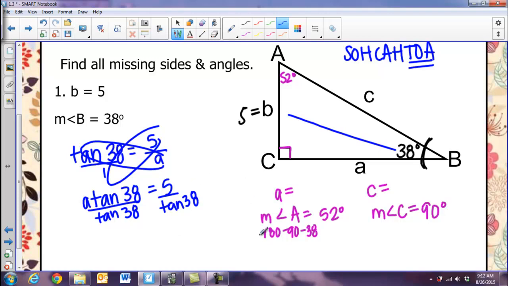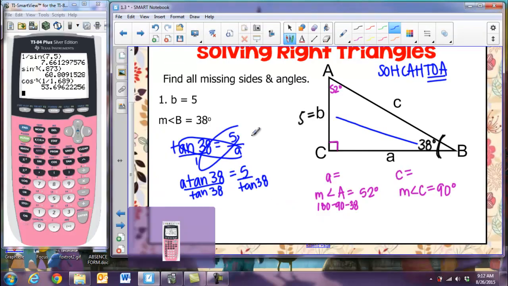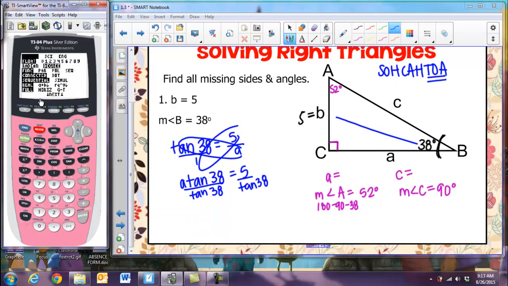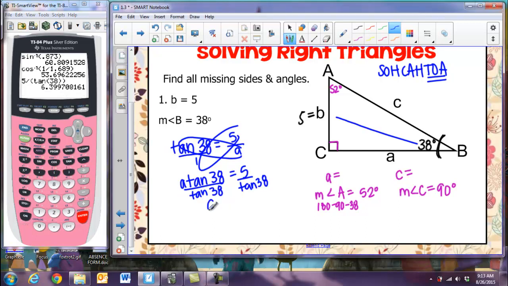Okay, so now I'm going to put that in my calculator. Please, please, please make sure your calculator is in degrees. Well, I'm going to try to pull up my calculator. Here we go. So again, make sure your calculator is in degrees by pressing mode, go over to degree. And now I'm just going to do 5 divided by the tangent of 38. Okay, and so I find that my side length a is about 6.3997. Remember, we're going to round to 3 decimals, and so looking at that, that's going to round up to be 6.400. So I have one side down.